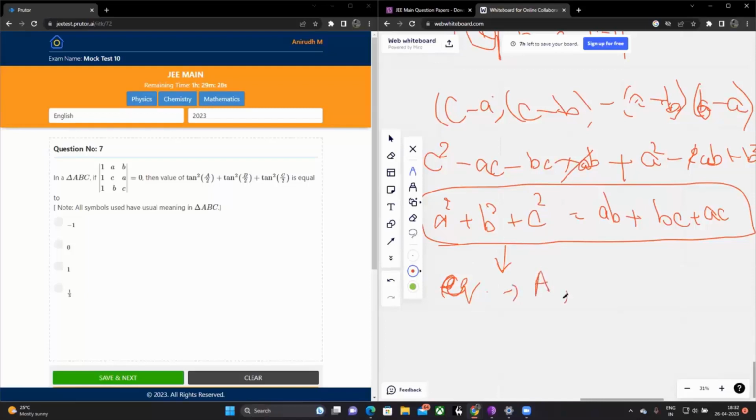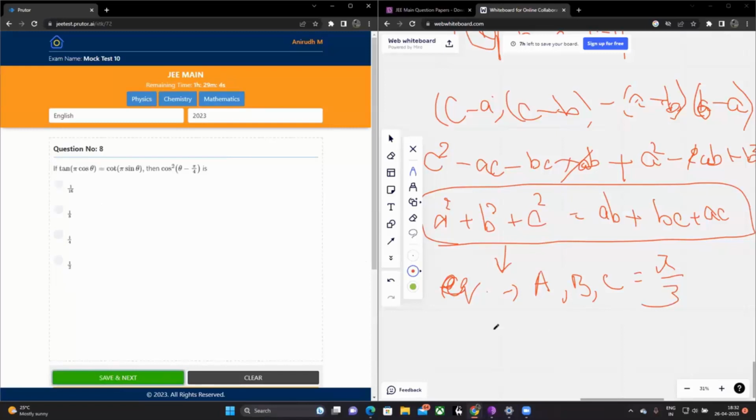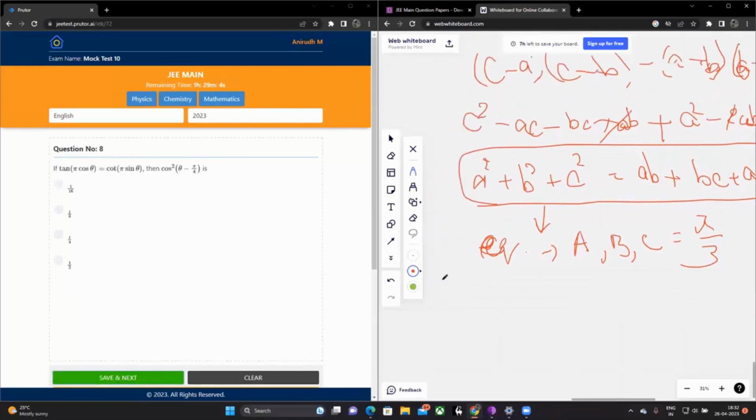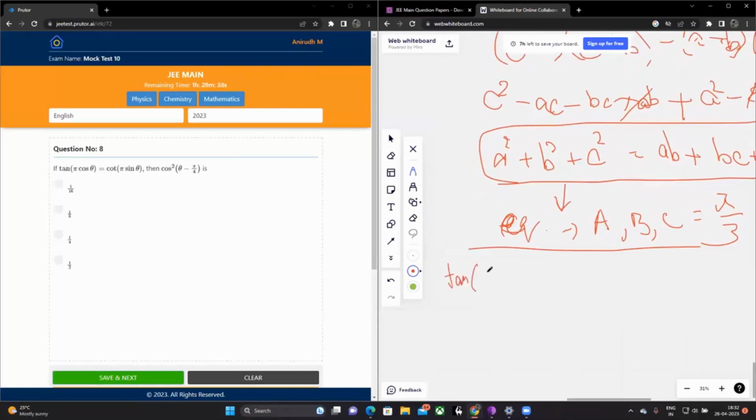So each of A, B, C is pi by 3. Therefore, tan square A by 2 plus tan square B by 2 plus tan square C by 2 is basically 3 tan square of pi by 6. That is 1, right? Because tan pi by 6 is 1 by root 3, and tan square pi by 6 is basically 1 by 3, right? 3 into 1 by 3 is 1. Right? Question number 8. tan of pi cos theta equals cot of pi sin theta, right?